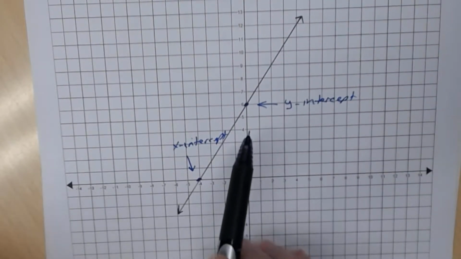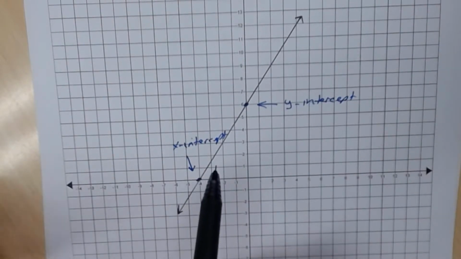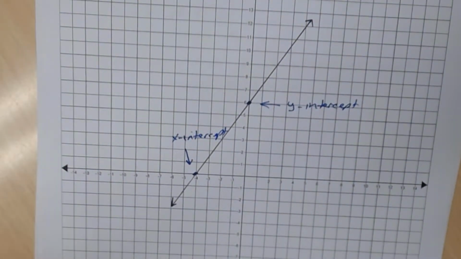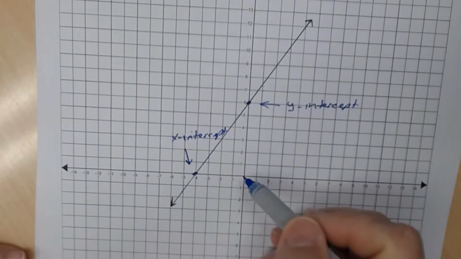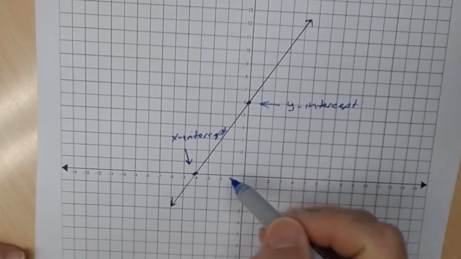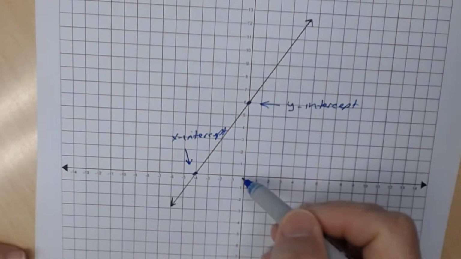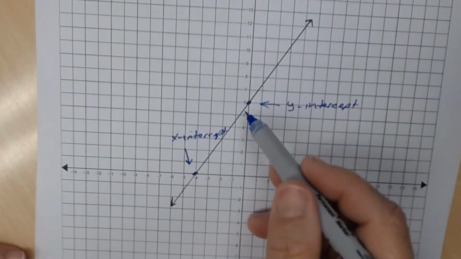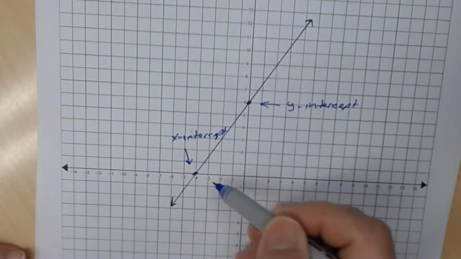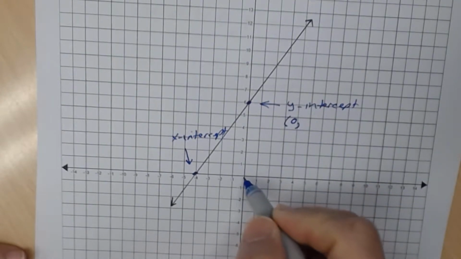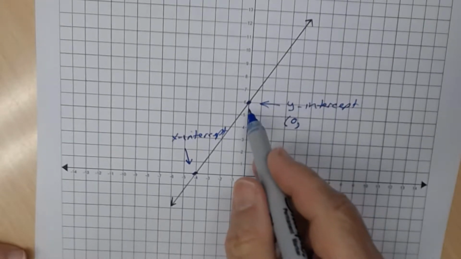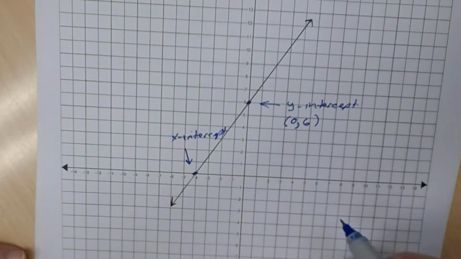Okay, now let's go ahead and actually determine what those x and y-intercepts are. So remember how to label a point. If I want to determine the coordinates of this point, remember you start at the origin. That's the origin right here, where the x and the y-axis intersect. Since this point I'm interested in is right above the origin, I just go up. I do not go right or left, so my x-coordinate is zero. Then I go up 6 units, and so my y-intercept is the point 0, 6.